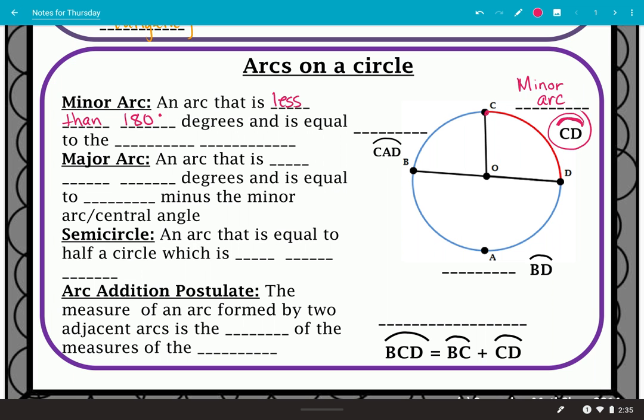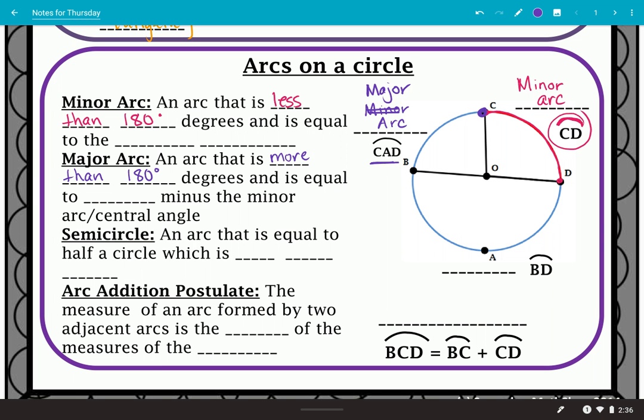It's telling you you're going from C to D on the edge. You're following the arc. Okay, a major arc is usually going to be more than 180 degrees. And this one is usually going to have 3 letters. Okay, so this one is a minor arc. So 3 letters. 3 letters means minor. I meant major.